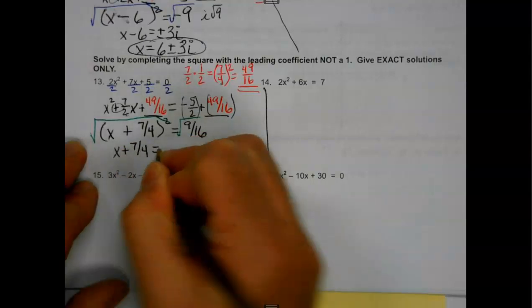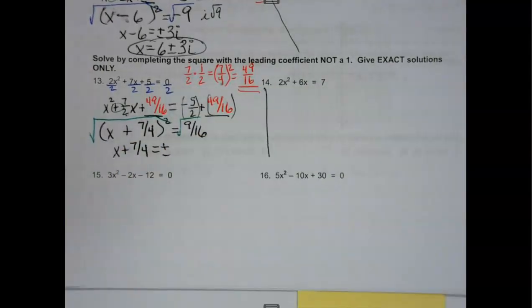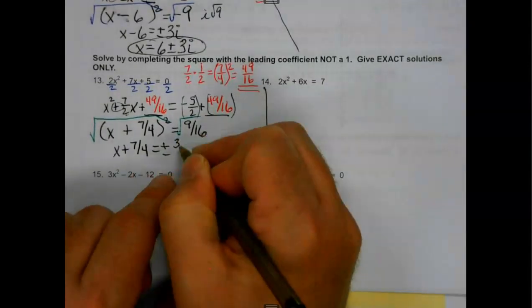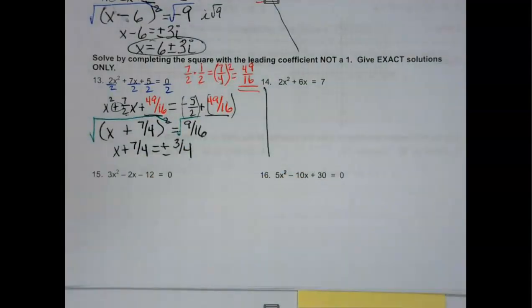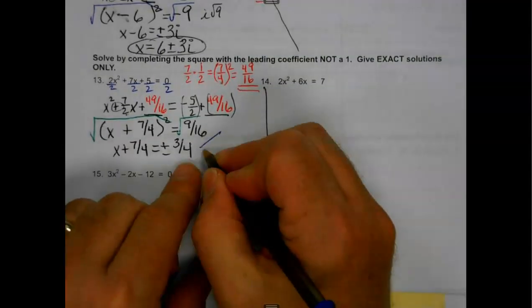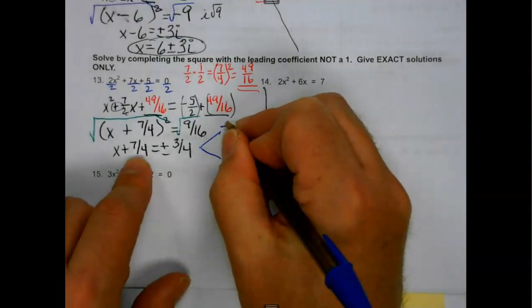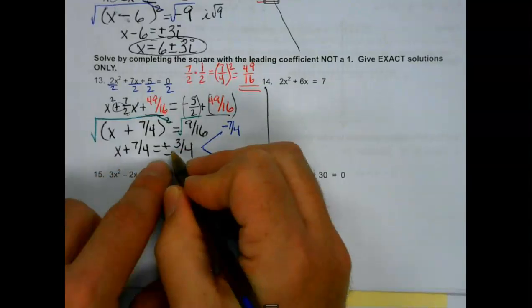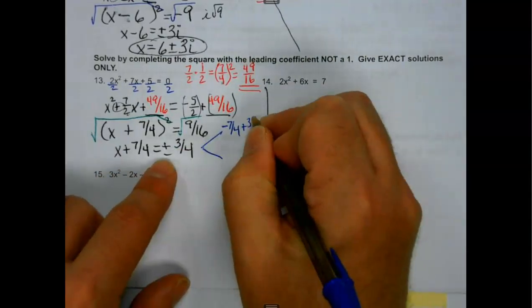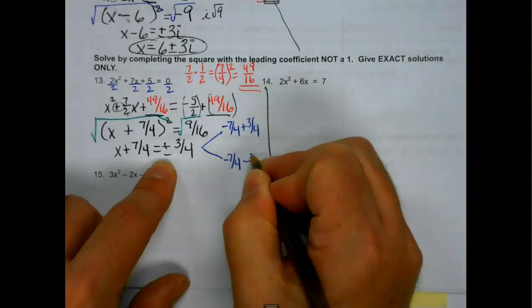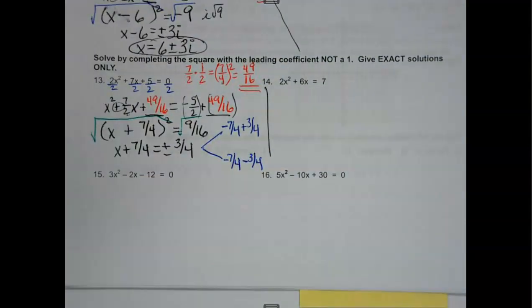Here's where it all comes together. Plus or minus, the square root of 9 is 3. The square root of 16 is 4. We have a common denominator. Hallelujah. Because now, this again, it shouldn't be bad. Now I can go, okay, so x is -7/4, because I'm subtracting it over, plus 3/4, or -7/4 minus 3/4.